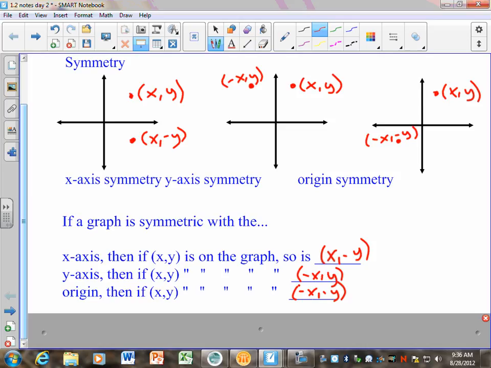Some graphs have no symmetry; they won't be symmetrical with any of them. Some graphs are symmetrical with all three of them. Think about a circle centered at the origin. It would be symmetrical with the x-axis, the y-axis, and the origin. So there's more than one answer sometimes, and sometimes the answer is no. So keep that in mind.